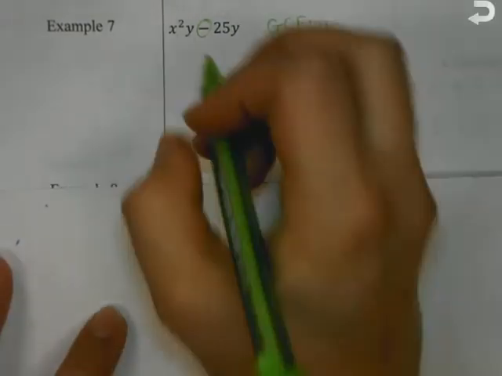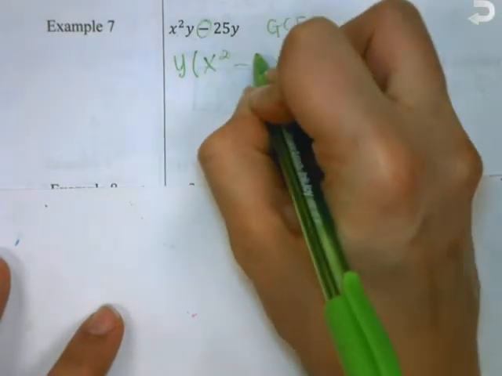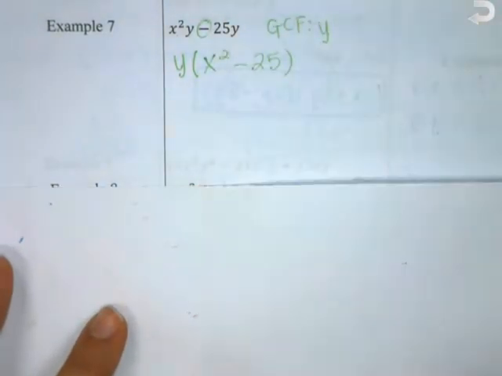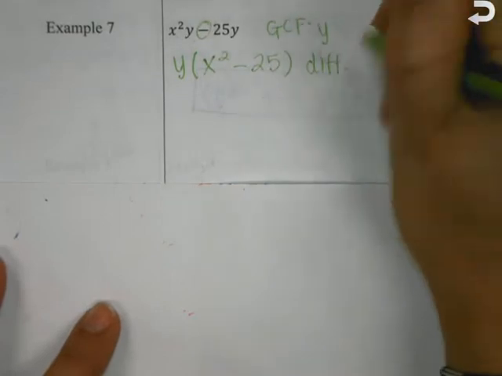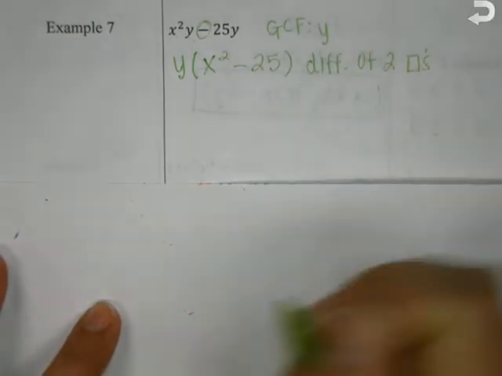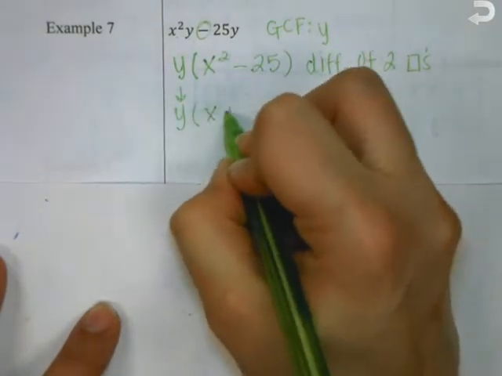Now do I have a difference of 2 squares? Yes, I do. So will you factor using difference of 2 squares? Yes. So bring the y down. And that's x plus 5 times x minus 5.